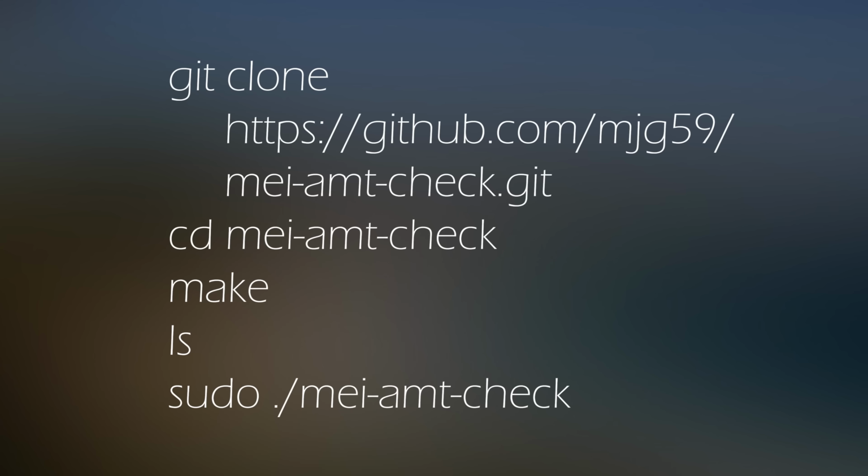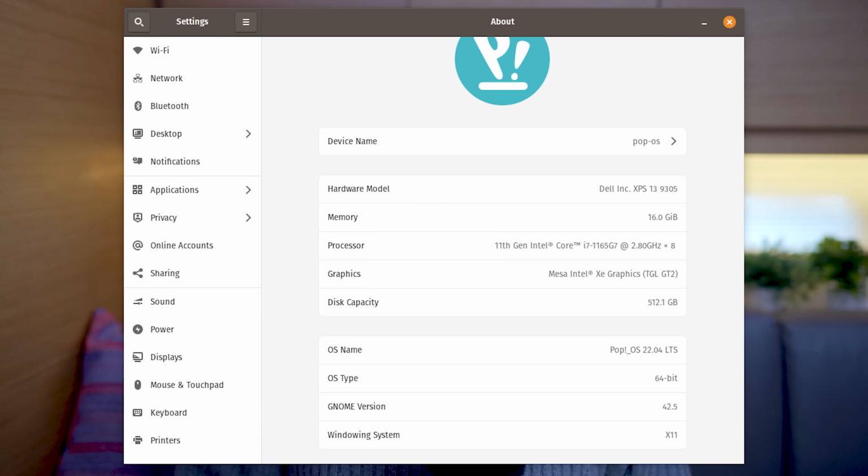I'll add this to the description. There's an equivalent instruction for Windows, which I will also add to the description. Now, I did run this to verify, but an easier way to check is this. Go to your computer's About settings and find out the processor on your device. In my case, mine is an i7-1165G7. It is a 1-year-old computer.